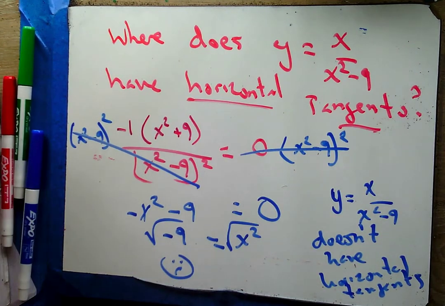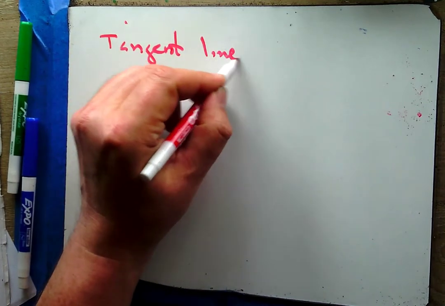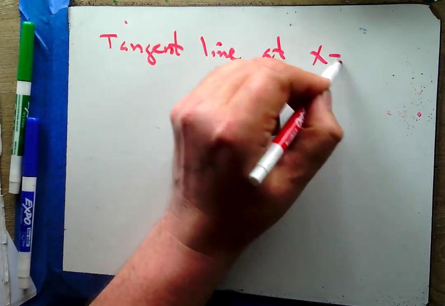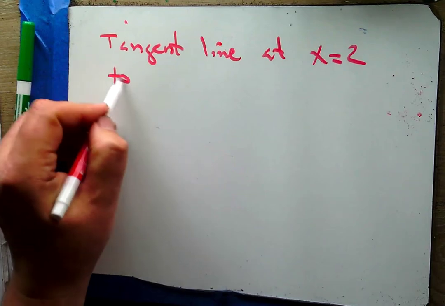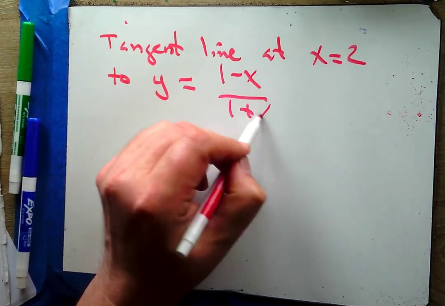Okay? All right, now please write the equation of the tangent line at x equals 2 to the curve y equals 1 minus x over 1 plus x.